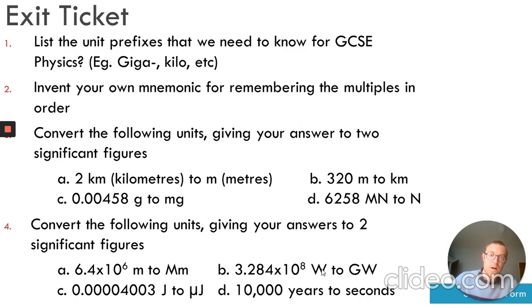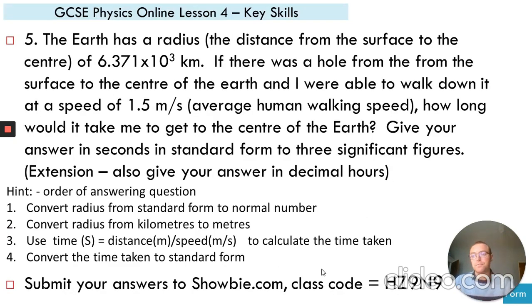And finally, number 5. Here we go. The Earth has a radius. This one's a bit more involved, but don't be scared. We will get through it. I will show you how. It's not actually too hard, okay? The Earth has a radius, that is the distance from the surface to the centre, of 6.371 times 10 to the 3 kilometres.